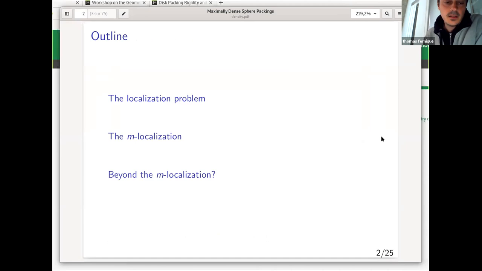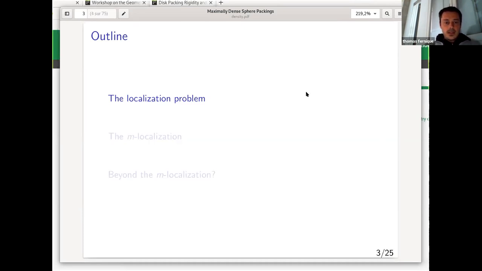Okay, so I have three parts in my talk. The first one, I will do some general introduction to what I call the localization problem. This problem is: you want to prove the maximal density of a packing, but a packing is something infinite. So how can you reduce this to some local problem in order to have a proof? Then I will speak about the M localization, which is a specific localization function. And if I have time, I would like to speak about what we can do better than the M localization.